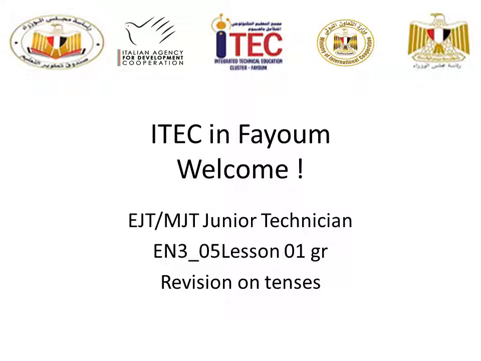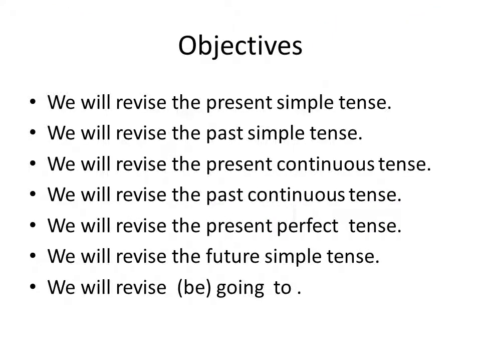Today is a revision on tenses, so it's a grammar lesson. Let's know the objectives of the lesson. We will revise the present simple tense. We will revise the past simple tense. We will revise the present continuous tense. We will revise the past continuous tense. We will revise the present perfect tense. We will revise the future simple tense. And finally, we will revise be going to.